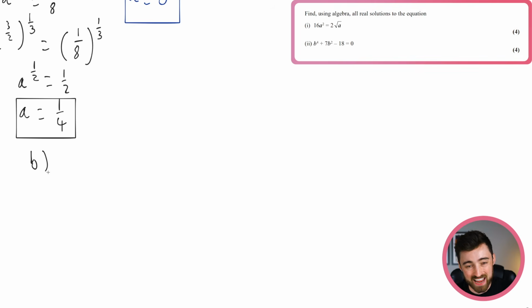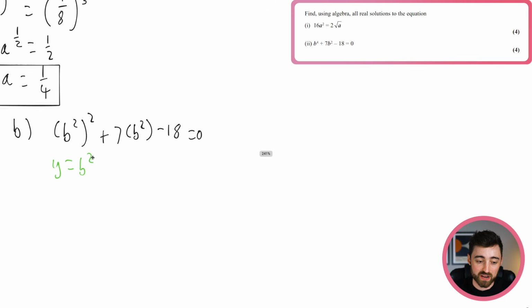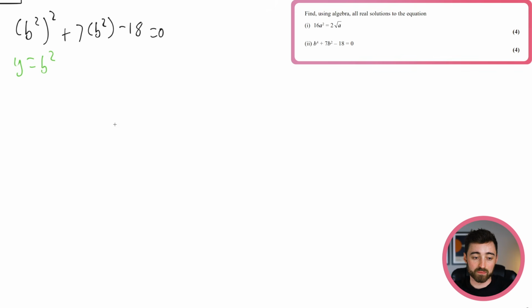It's a hidden quadratic. It's just basically a hidden quadratic. Get really used to kind of noticing these. Essentially, if I was to rewrite this as b squared squared plus 7b squared minus 18 equals 0, if I was to just, let's say, y, anything you want, equals b squared, what would this equation become? It would become y squared plus 7y minus 18 equals 0, which is a quadratic. So this is a hidden quadratic, isn't it? You need to find it.